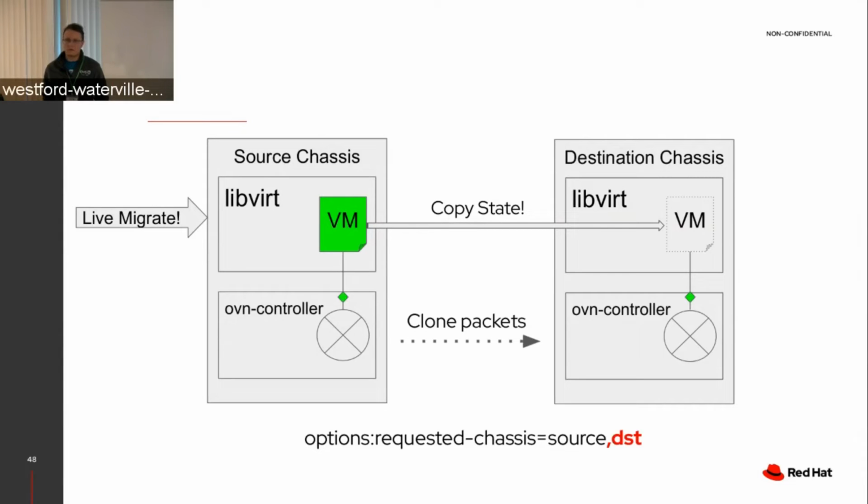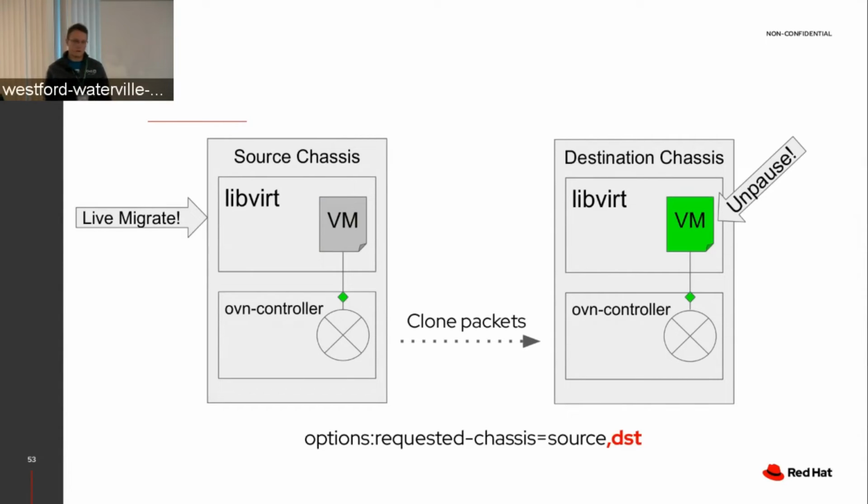So again, we continue copying the state. Finally, the VM is ready for the switch. So we pause the original VM, and we unpause it there. And right at this moment, all the software that relies on network connectivity is ready, because the port is ready, all the flows are configured.